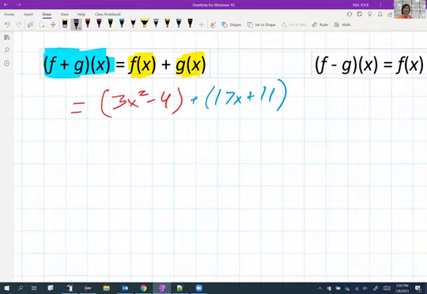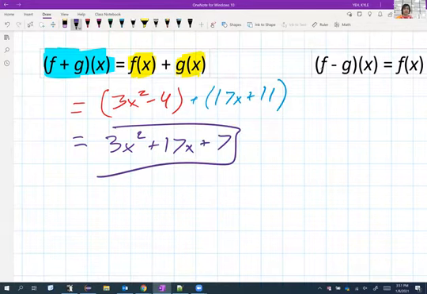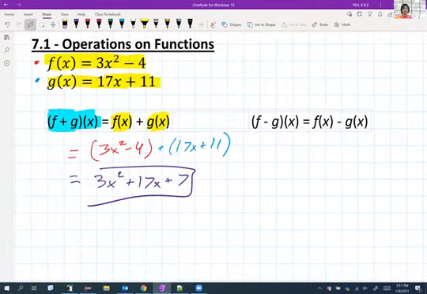And although we haven't added functions before necessarily, we definitely have added expressions. And so we can use those same rules. We can say, let's combine the like terms on this problem. X squareds, it looks like it's just those 3x squareds. It looks like it's just those 17x's, so plus 17x. But then let's combine the constants, -4 plus positive 11 is positive 7. So f plus g of x, that's how we can add functions, just that new notation. Take your individual f, add your individual g, simplify, combine like terms, do the things you know how to do.